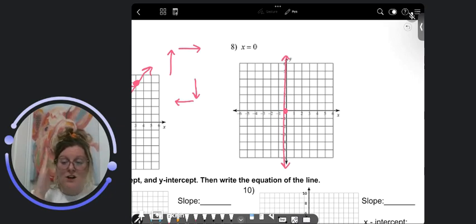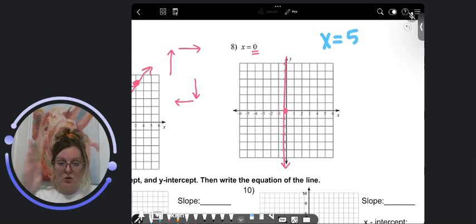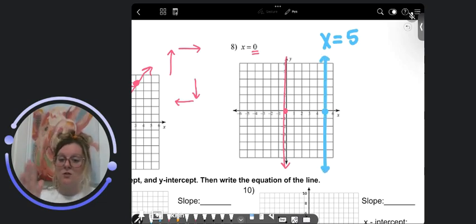When it's not in the form y equals mx plus b, remember this is an undefined slope. So here you're going to have an up and down line at whatever number. It happens to say 0 here, so that's why we put it at 0. If, for example, they said x is equal to 5, you would go over to 5, put your point, and draw your up and down line. So anytime it says x equals, go to the x value, up and down line.